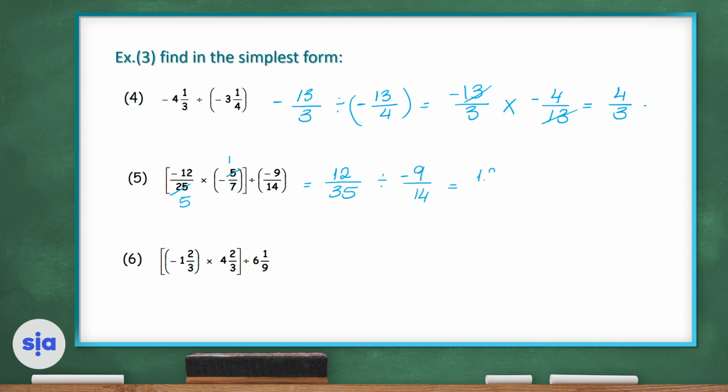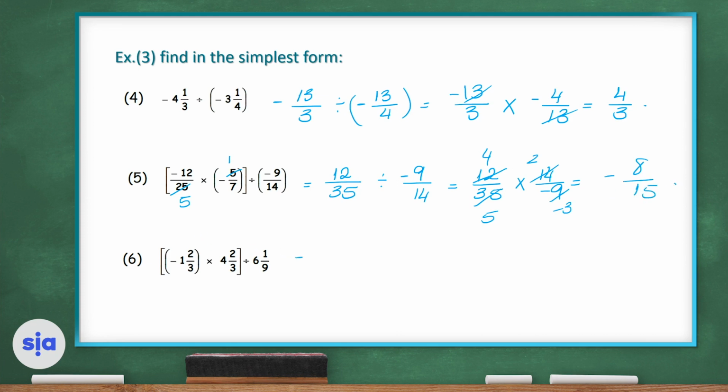So it will be 12 over 35 multiplied by 14 over negative 9. So the result will be, here we divide by 7, so it's 2. Divided by 7, it's 5. Divided by 3, it's 4. Divided by 3, it is negative 3. So it's negative 8 over 15.